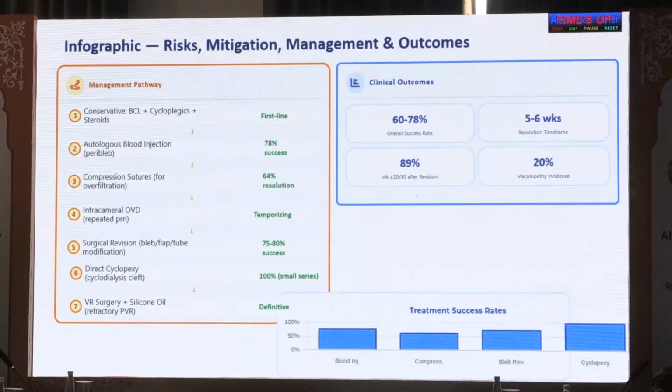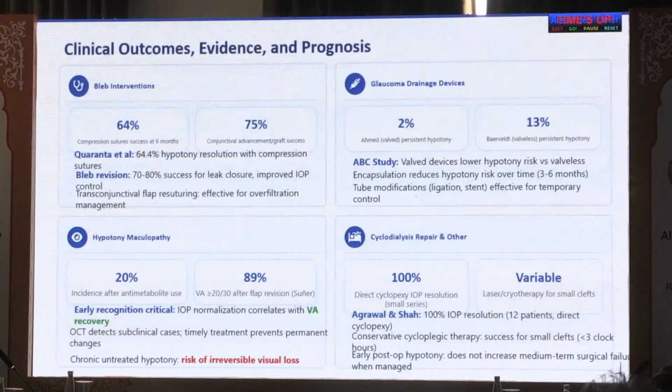So you have a sequence. This is the algorithm, or a sequential method: using a BCL, cycloplegics, blood, compression sutures, temporizing with OVD, surgical bleb revision, and cyclopexy and VR surgery, in order. So these are the success rates of the various interventions.